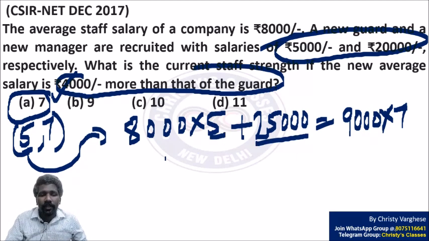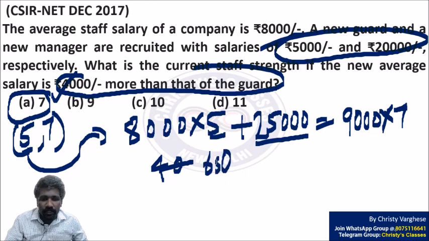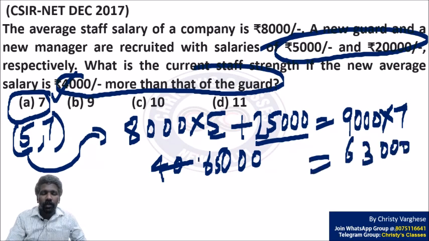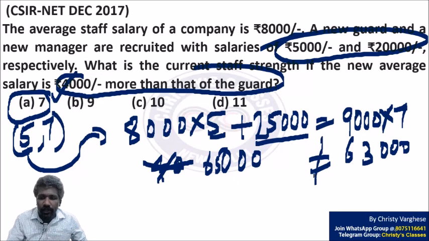You have to check whether this equation is satisfying. 40,000 plus 25,000 is 65,000. 65,000, and the right hand side is 63,000. 65,000 is not equal to 63,000. So that is a contradiction. That is why option A is not the answer.